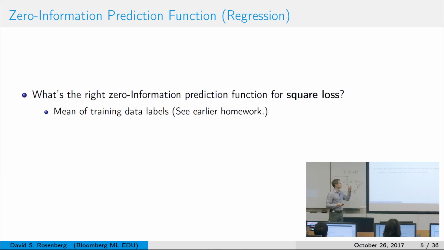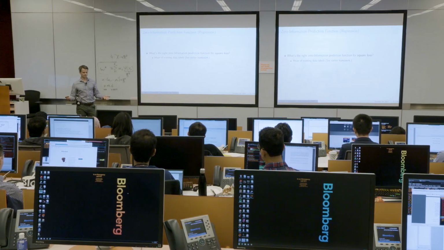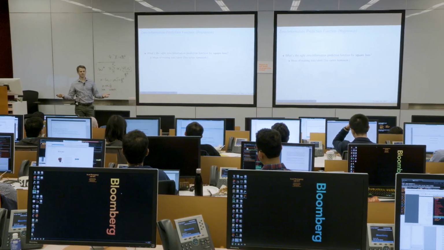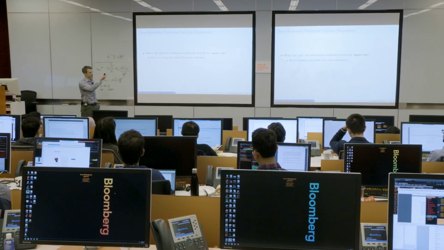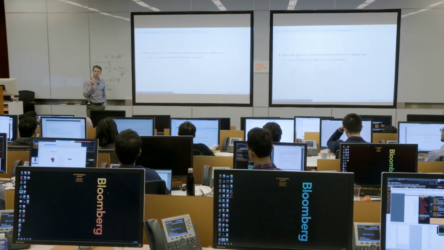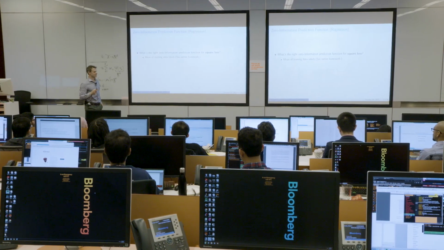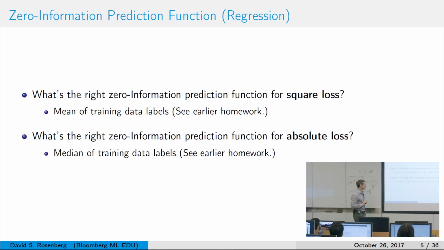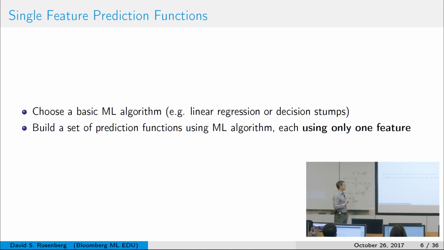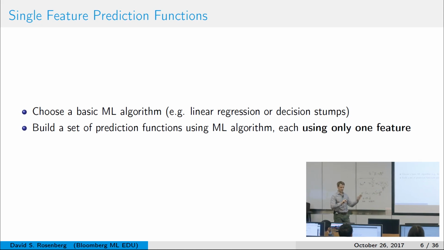OK, so what would it be for absolute loss? Have to ask. So instead of square loss, we have absolute loss. Median. That's the median, right? Median on the training data. Median of the responses on the training data. OK, good. So got the zero information baselines out of the way.